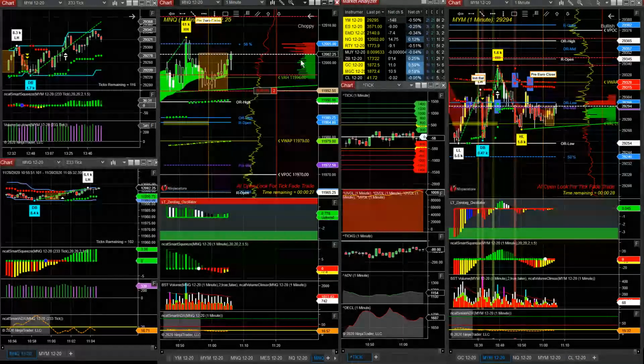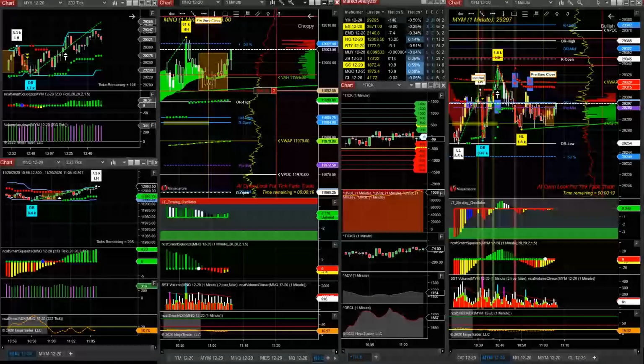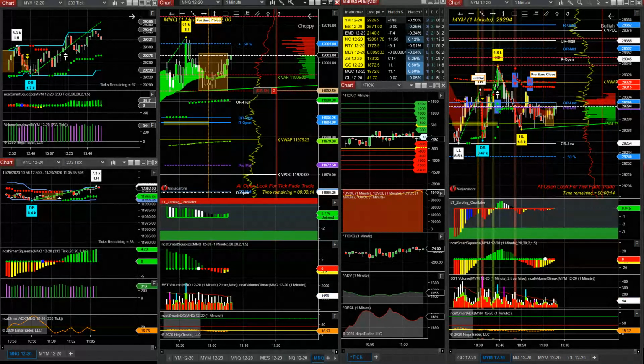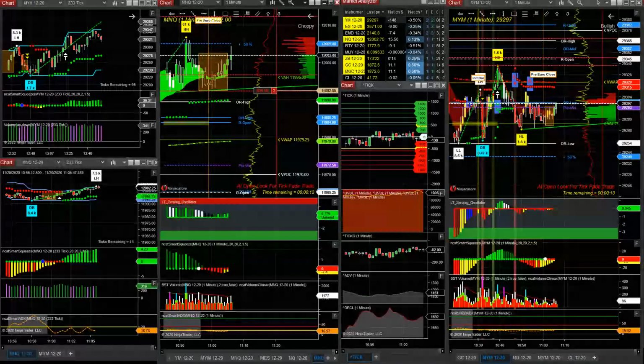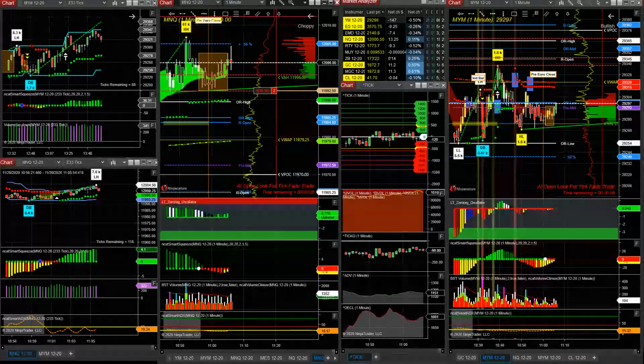So we still have those two micros running. Okay, I'm gonna leave them on. Gonna pause for a while and come back and look at them again in a little while and see how they're doing. Okay, we go into the pre-euro close.